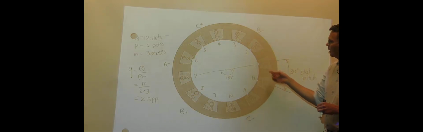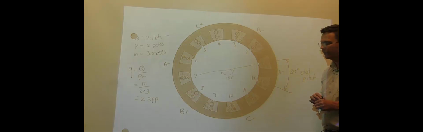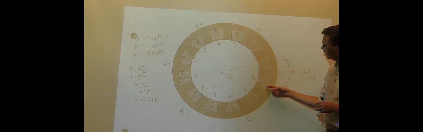Okay, hi. So this lecture is on the chorded winding analysis. Let's go back to look at the 12-slot winding design that we talked about in a previous lecture. In this design we've got the 12 slots, and it is 2 poles.